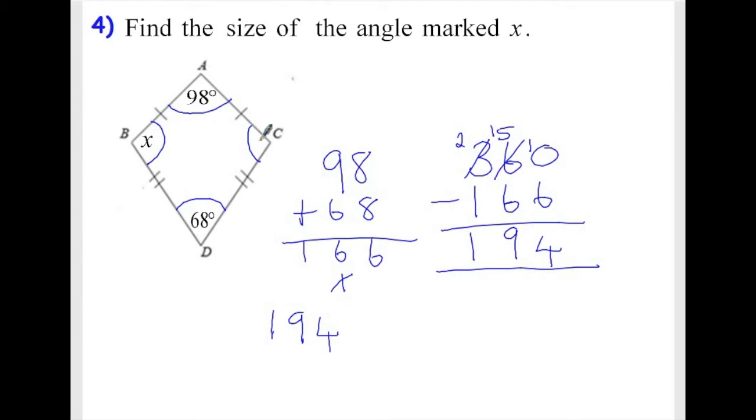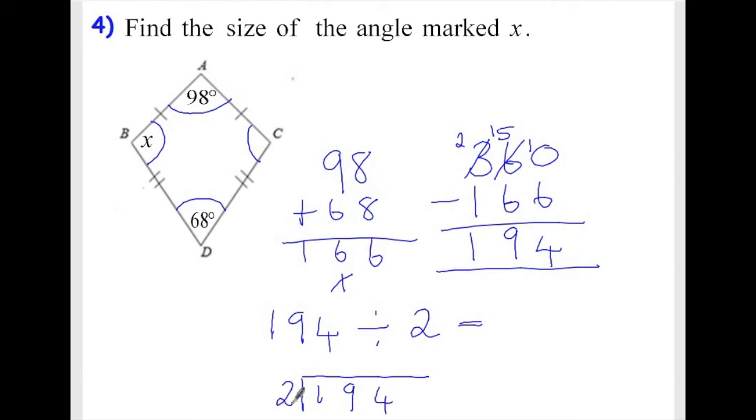We know that these 2 angles are identical. Therefore, if we halve the 194, we'll find out what each of them is worth. So you can either do it as 194 divided by 2, but if you don't know that in your head, there is no harm in doing a bus stop.